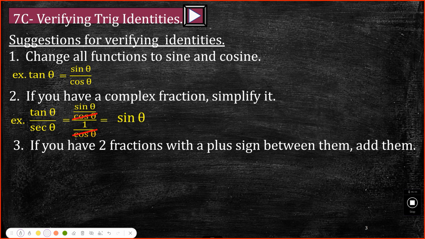Number 3. If you have two fractions with a plus sign between them, add them. Plus or minus, whatever it is. Not multiply, plus or minus. You've got this.